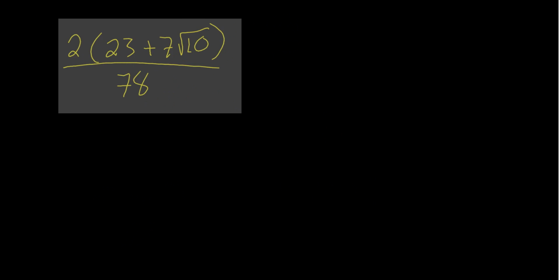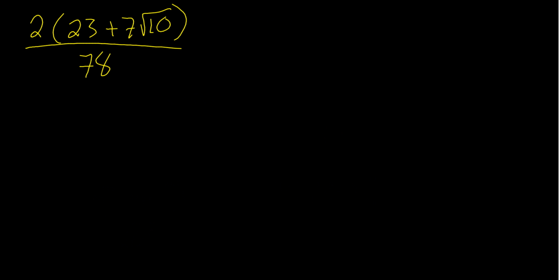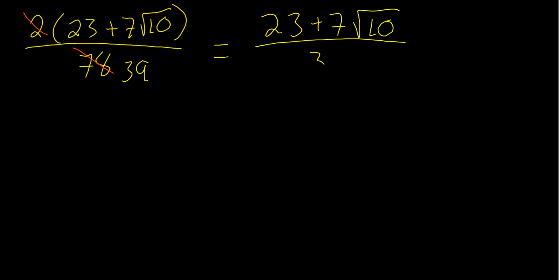So we do this, and we see that this 2 and this 78 cancel. 78 turns into a 39. So I think that's it. I don't think I can simplify this anymore. So this turns into 23 plus 7 on the square root of 10 all over 39. That wasn't terrible. All right, well, that does conclude today's lecture.